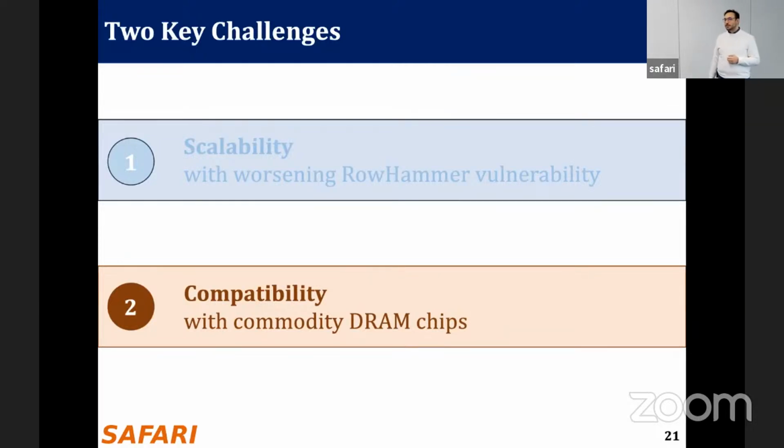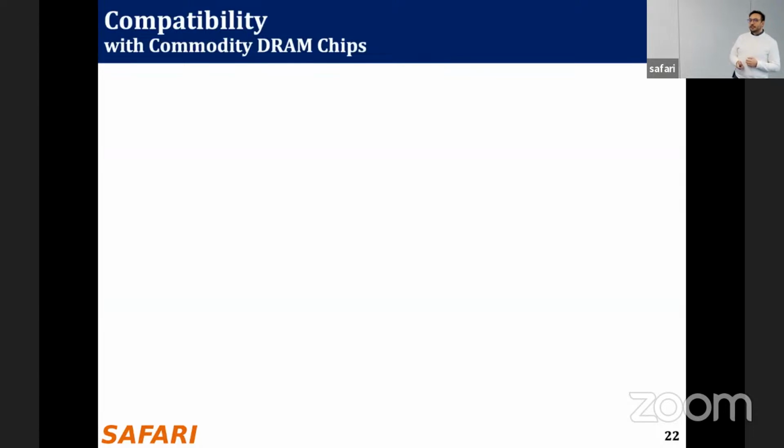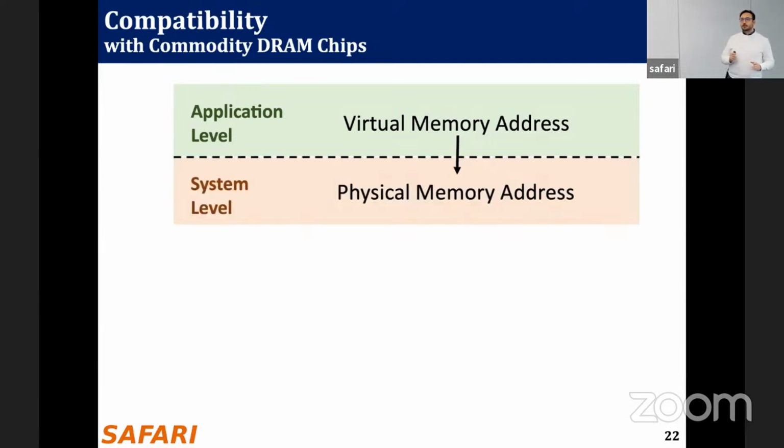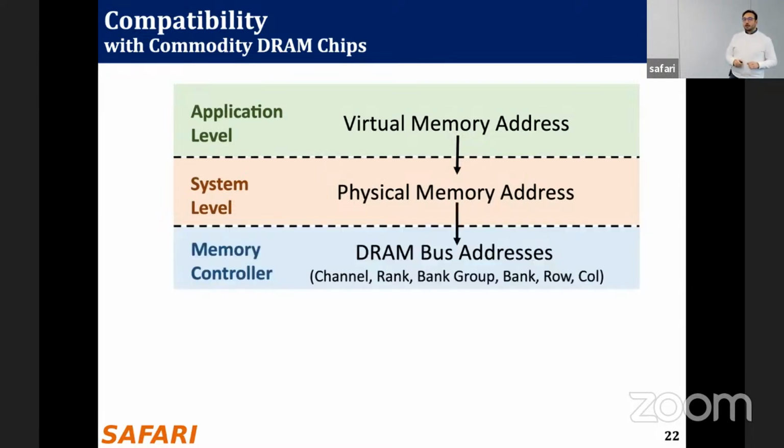So this is the compatibility with commodity DRAM chips. Let's see. I will take a step back and revisit how we manage our memory, how we put our data into memory. At the application level, we deal with virtual memory addresses in our programs, right? And these virtual memory addresses are translated into physical memory addresses at the system level. It's classic virtual memory that you know.